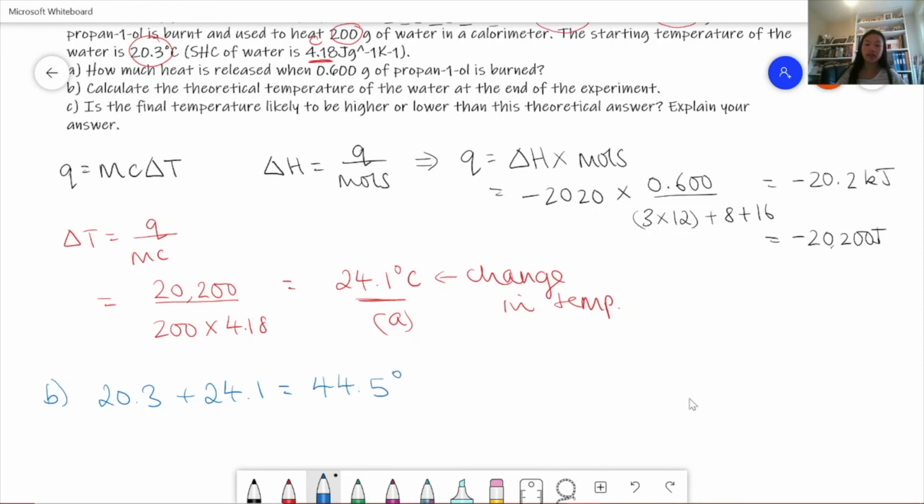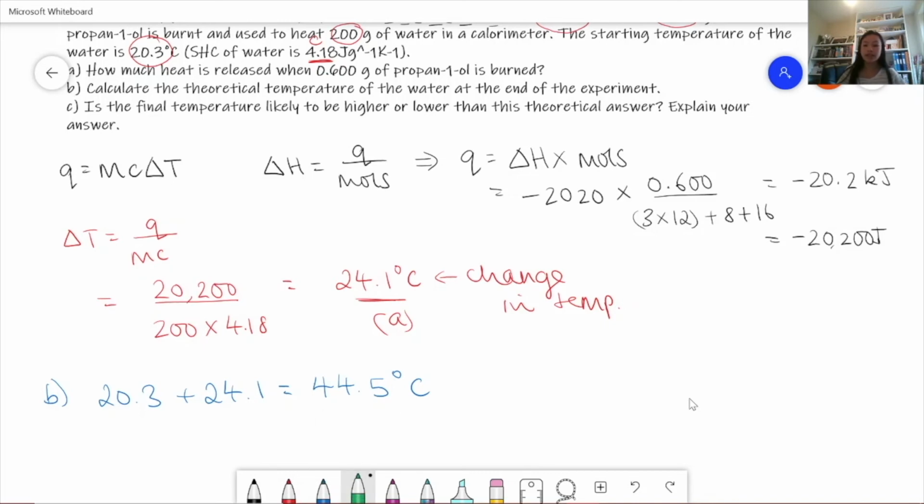44.5 degrees Celsius. And one thing to note here is that when we calculated this, it came out as a decimal. So it came out as 24 point and then a few decimal places. We rounded it to 24.1 for A because everything else is in 3 significant figures. So this should be in 3 significant figures. But then when we use it for other calculations, we need to use the actual figure. So we don't round it to 24.1, it'll be a decimal again. So that's how we get 44.5 degrees after rounding. And that's also to 3 significant figures.